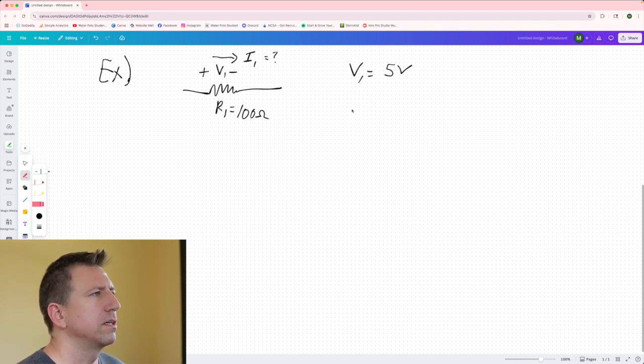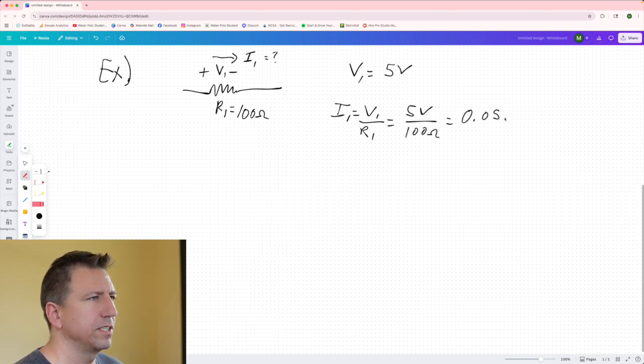All right, so this is simply a plug and chug. I1 is going to be V1 over R1. So it's going to be 5 volts over 100 ohms. And that gives me 0.05 amps. Now typically we wouldn't leave it in this form, so I would switch it into milliamps. That would be 50 milliamps equal to I1. Okay, and that's all there is to it.